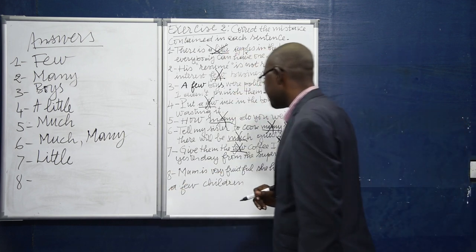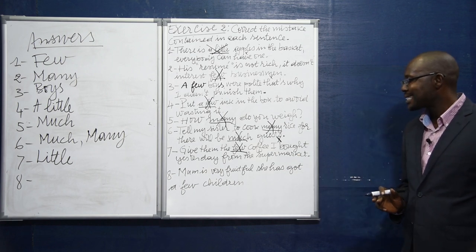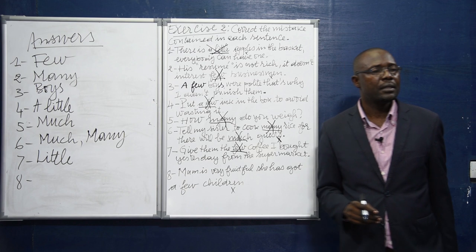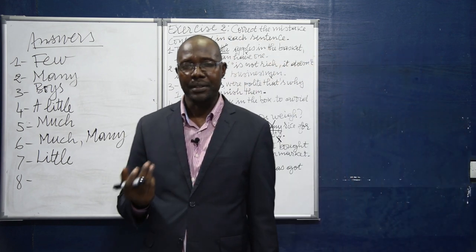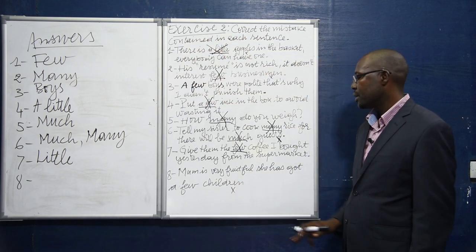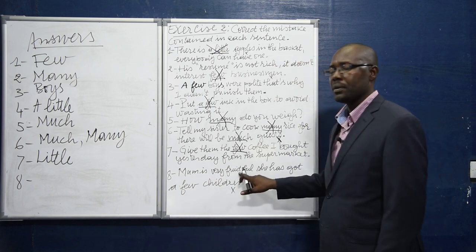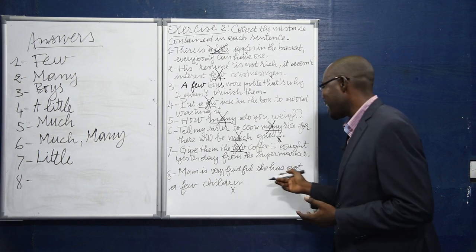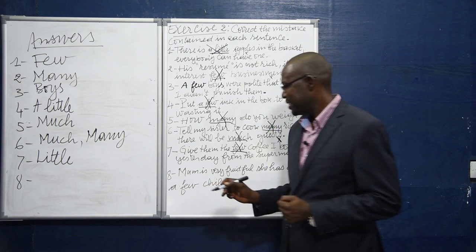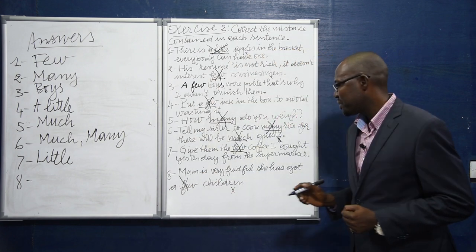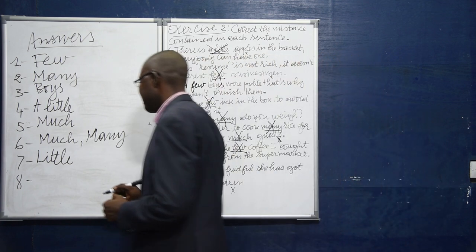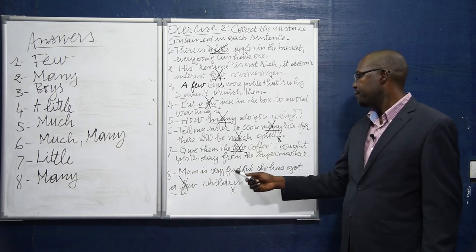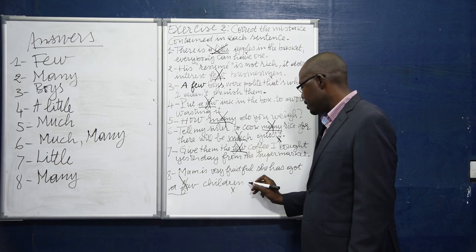The last exercise is eight. Mom is very fruitful. She has got a few children. So here, we see children, the noun. This noun is in the plural, because in the singular, we say a child. So the plural of a child is children. But here we have a few. It is ambiguous, this sentence, because she is fruitful and she has got a few children. So here, the best answer is many. Mom is very fruitful. She has got many children.